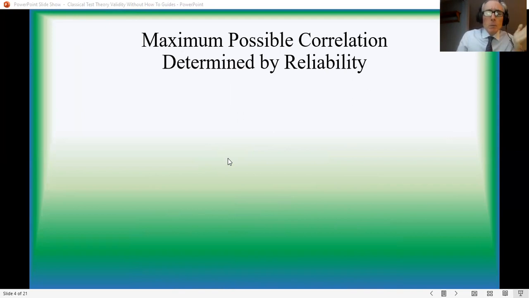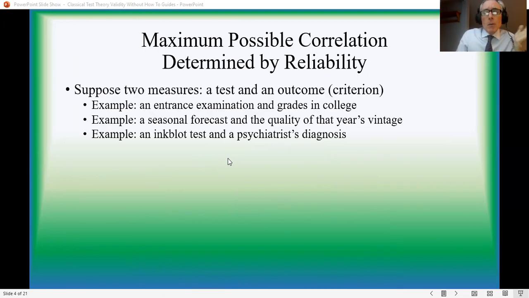Now, there are separate presentations with how-to guides here, but I want to briefly address these subjects here as well. Typically, you're using a test to try to predict or classify someone based on some other criterion, some external criterion, something other than the test itself. So I have a few examples here.